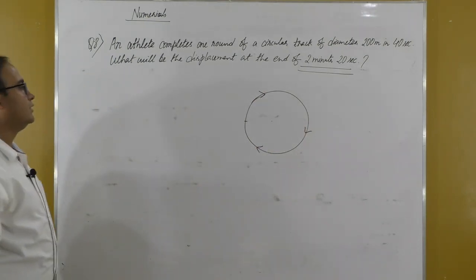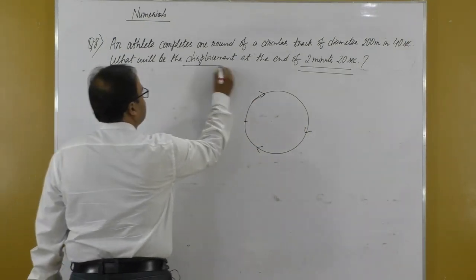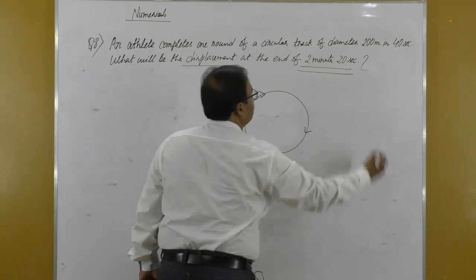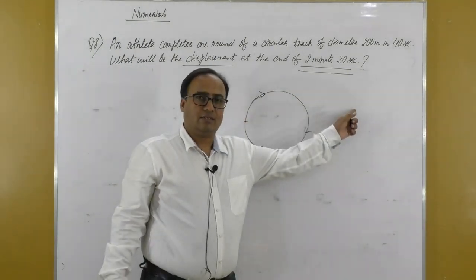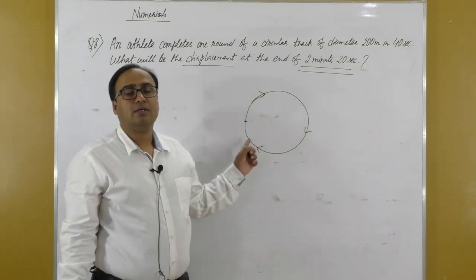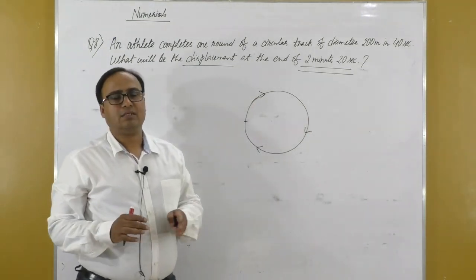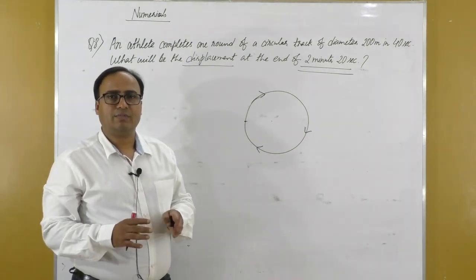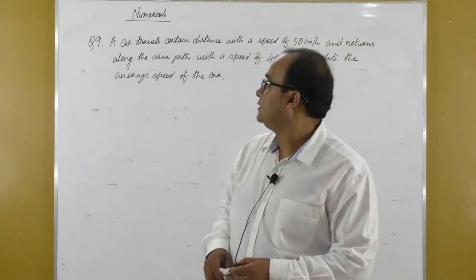Time taken is 40 seconds. And you will have to find out displacement at the end of 2 minutes 20 seconds. 2 minutes 20 seconds, that is 140 seconds. So if you can calculate the number of rounds in 140 seconds, then I think you will be able to solve this numerical easily.